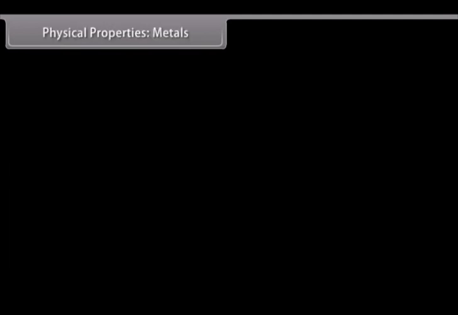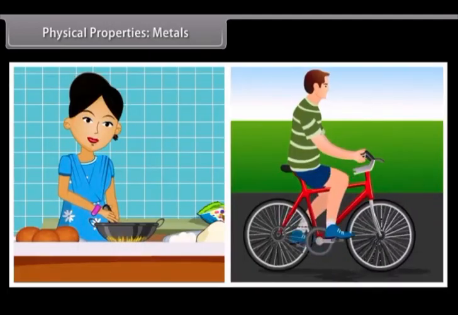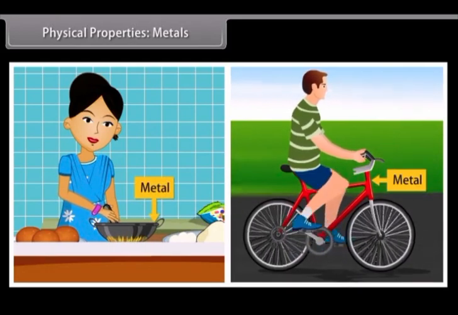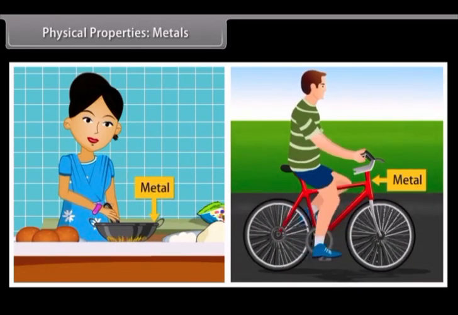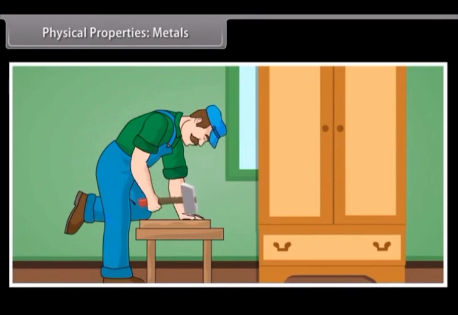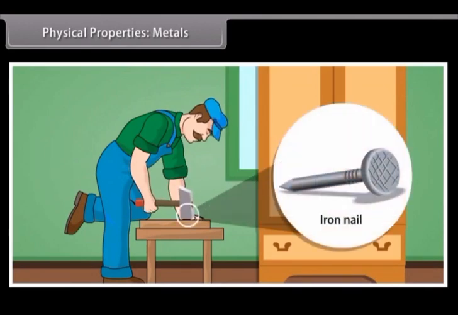Physical properties. Metals. You come across a lot of metals and non-metals in your day-to-day life. For example, the hammer that you use to fix nails is a metal. The nail made of iron is also a metal. Let us look at the physical properties of metals.